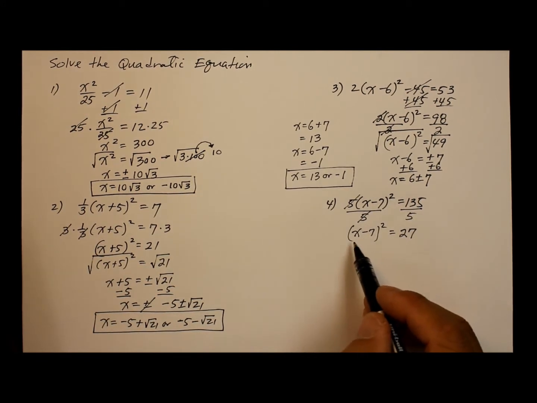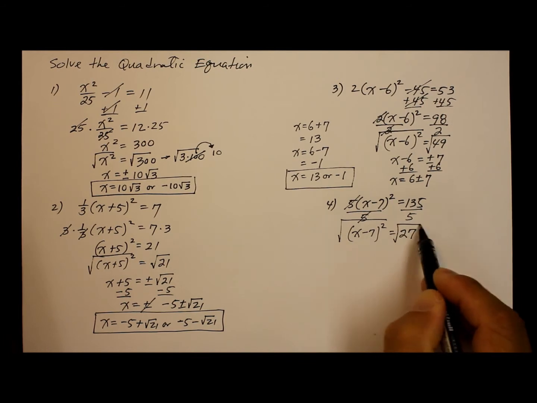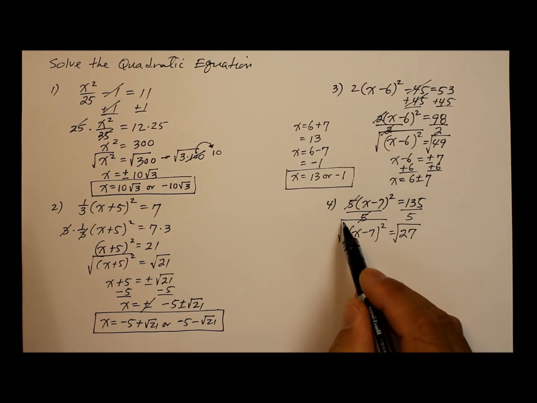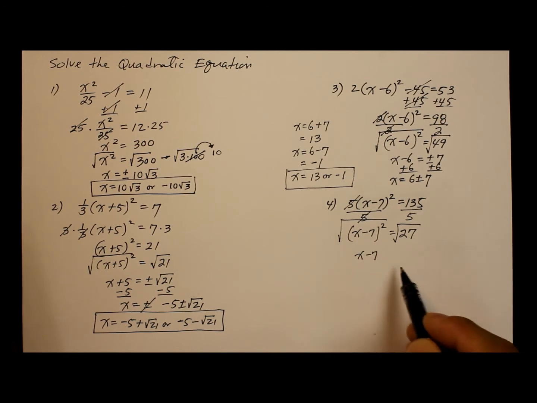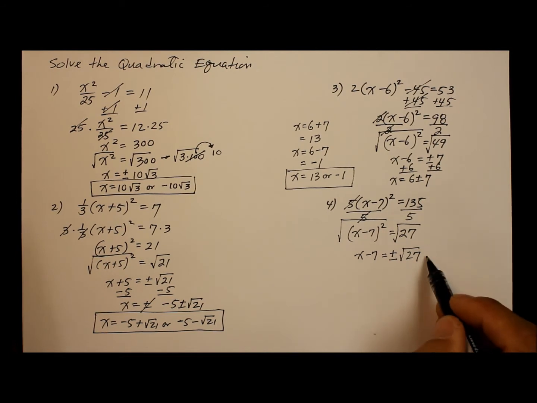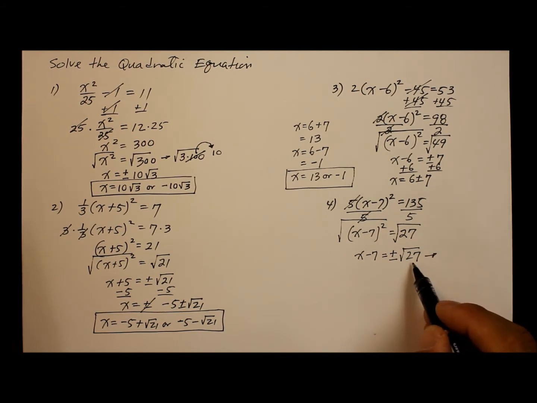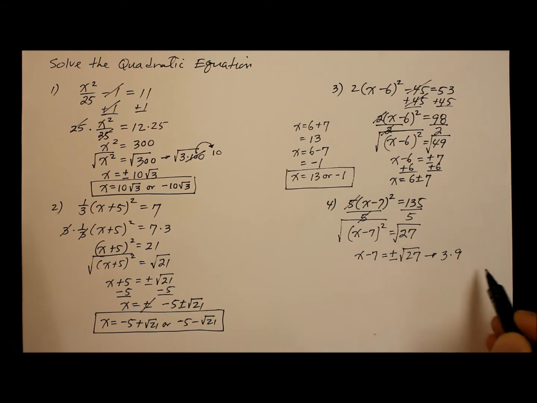Now to solve for x, you're going to do the inverse of a square, which is a square root. Square root of a square, the binomial just comes out by itself. Anytime you square root any number, you have a possibility of being positive or negative. Square root of 27. And square root of 27, well, it's a composite number made up of 3 times 9. And 9 is a perfect square.